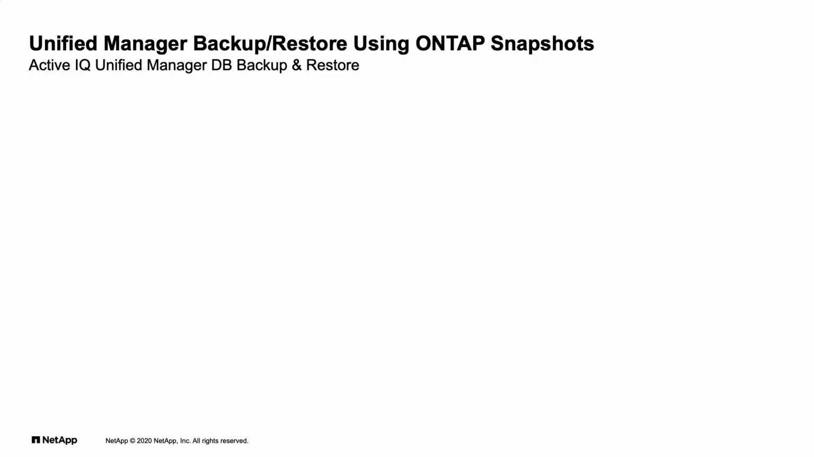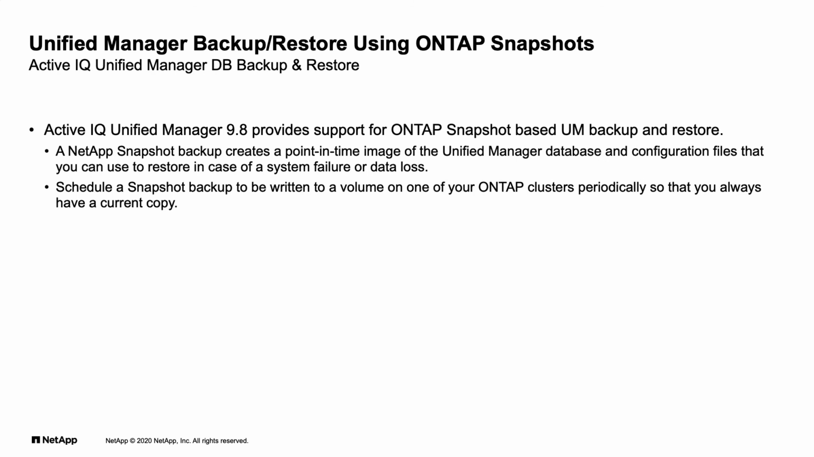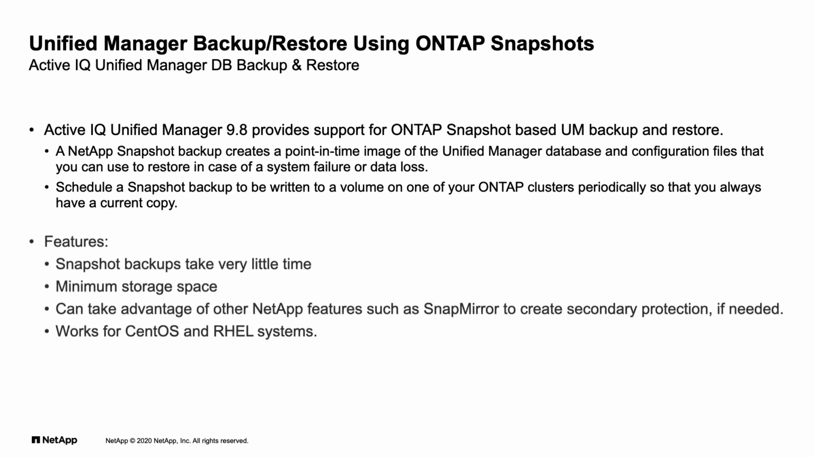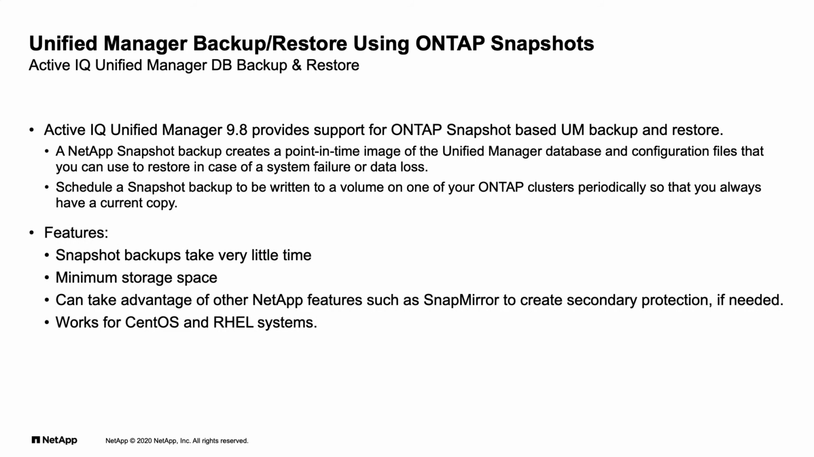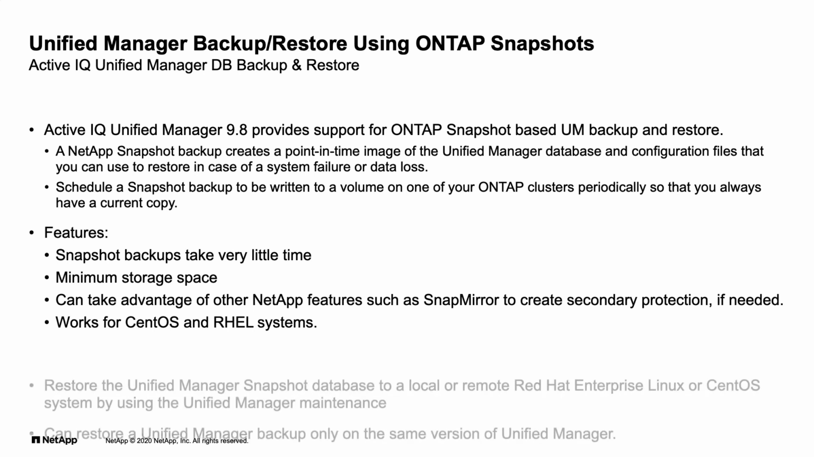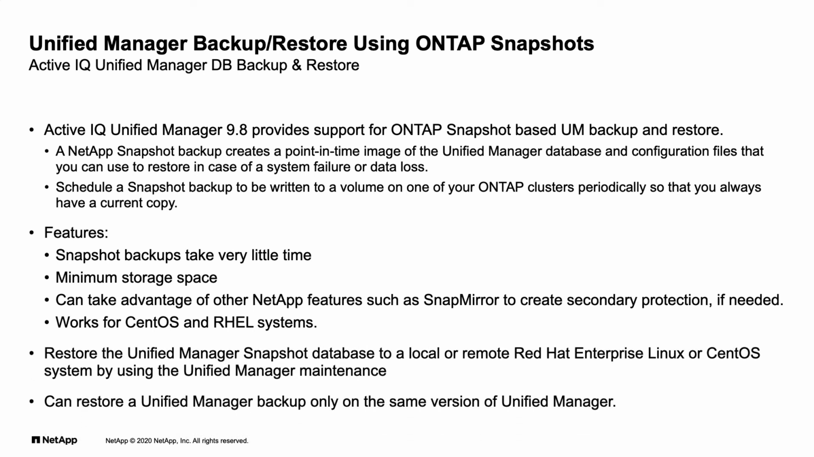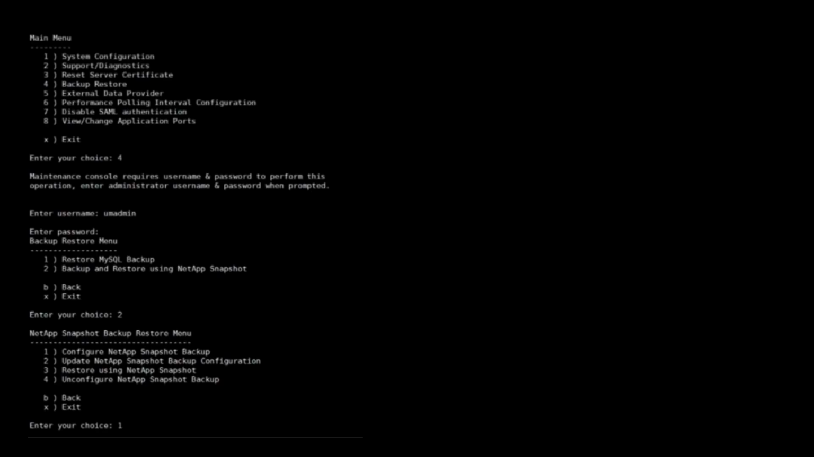ActiveIQ Unified Manager 9.8 has also introduced backup and restore of the Unified Manager database using NetApp Snapshot copies. NetApp Snapshot copies create a point-in-time snapshot of the Unified Manager database and configuration files that you can use to restore in case of a system failure or data loss. Please note that this functionality is available only when Unified Manager is installed on a Red Hat Enterprise Linux or CentOS Linux server. To enable the snapshot backups with the Maintenance console, use the Configure NetApp Snapshot Backup option.